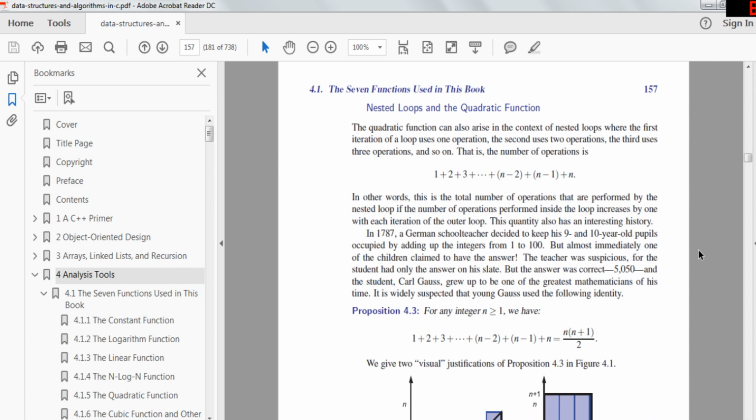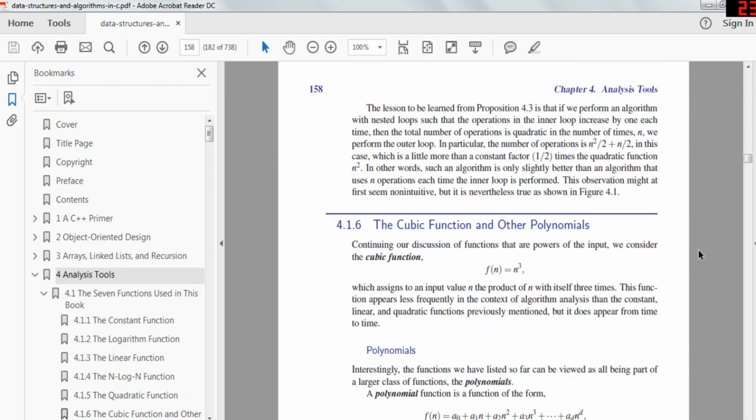Okay, so that was a lesson there. The lesson you learned from Proposition 4.3 is that if we perform an algorithm with nested loops, such that the operations in the inner loop increase by 1 each time, then the number of operations is quadratic in the number n of times we perform the outer loop. In particular, the number of operations is n squared over 2 plus n over 2. In this case, that is a little more than a constant factor of 1/2 times the quadratic function n squared. In other words, such an algorithm is only slightly better than an algorithm that uses n operations each time the inner loop is performed. Okay.